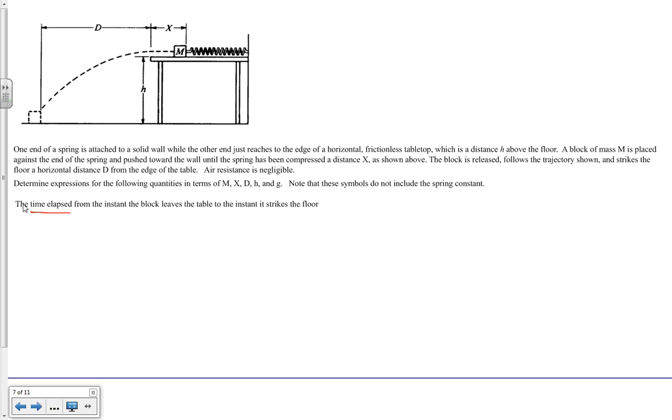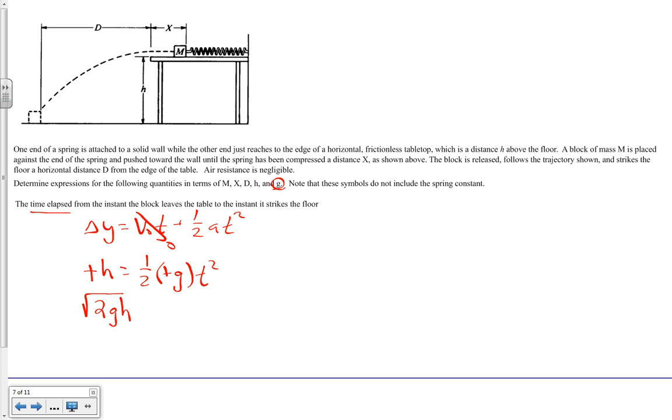Time elapsed. Projectile motion, y direction. Initial velocity in the y is 0. Negative h is 1/2 negative g t squared. You don't want to put in 9.8 here, specifically when it says put g in. Positives, 2gh root equals time.